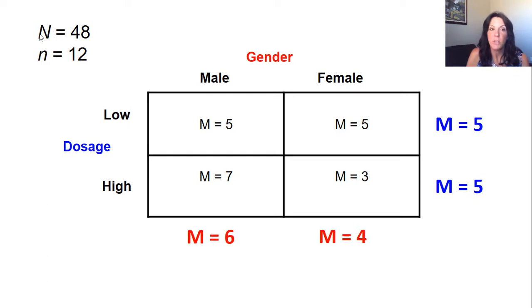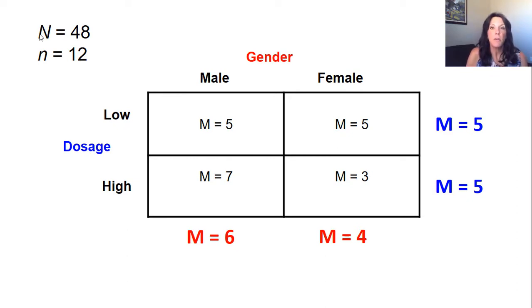The N in our study is 48. That means all told there's 48 people. But the lowercase n represents how many are in each box or each cell, and that's 12. 12 times 4 is 48. We can look at the means in the middle, and then we can look at the means on the side.